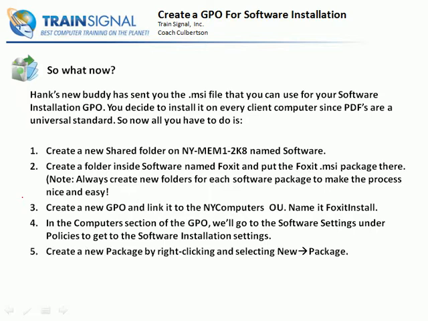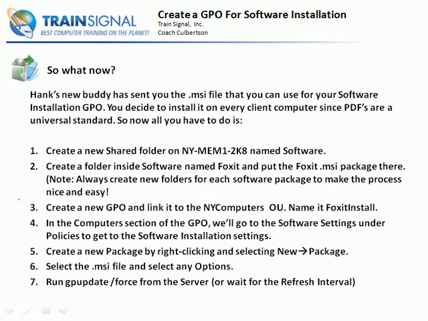their machines. But anyway, once we're into the computer section of the GPO, we're going to go to software settings under the policy section to get the software installation settings. Then we're going to create a new package by right-clicking and selecting new package. We're going to pick the MSI file that's living out there on our shared folder on Mem1. We're going to select the assigned option. Then we're going to run gpupdate /force.